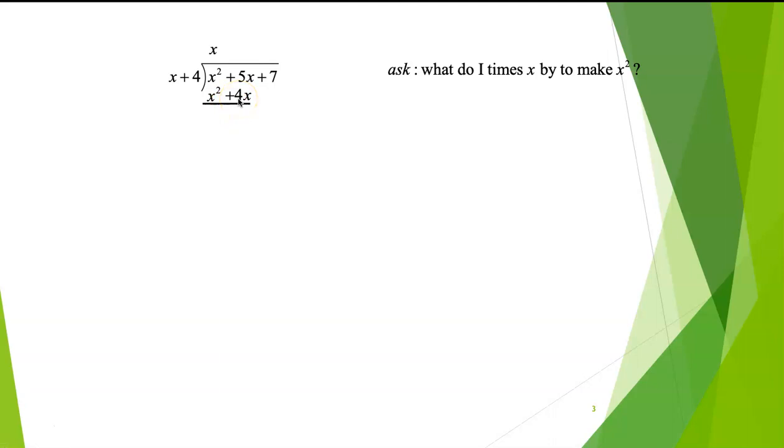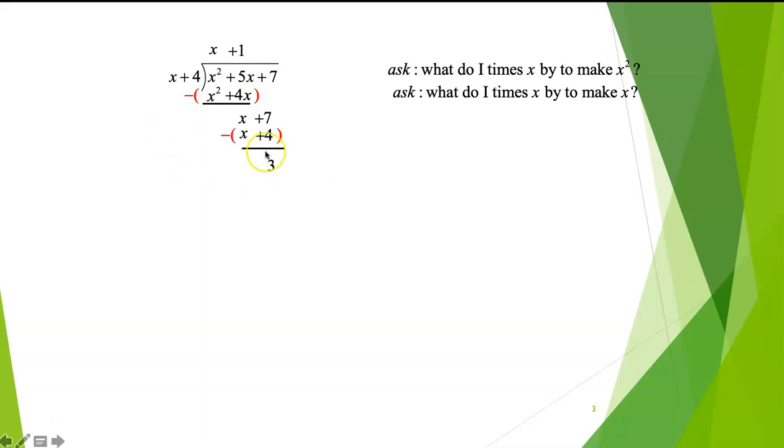As per the long division rule, you now subtract. You subtract from the dividend whatever you've gained as an answer. So x squared minus x squared is 0, and 5x minus 4x is x. This 7 you have not done anything with, so you rewrite it. Now you've got x, so you put positive 1. Expand: 1 times x is x, 1 times positive 4 is positive 4. Now you subtract to get 3.